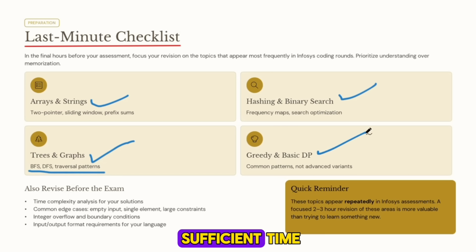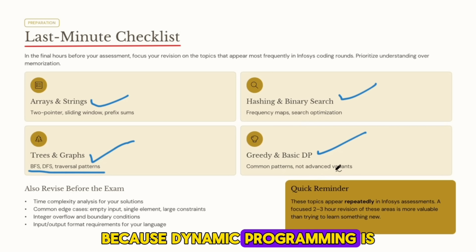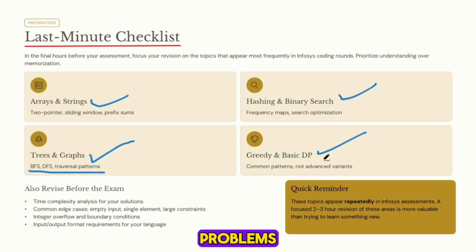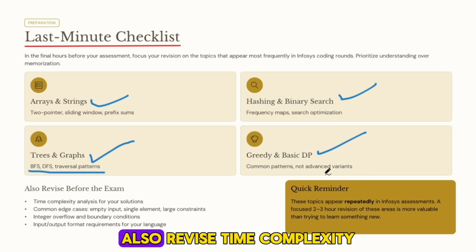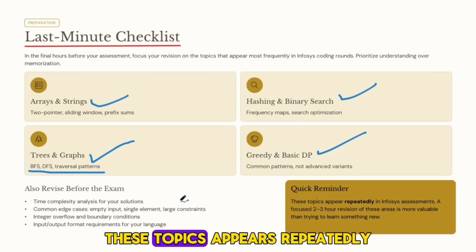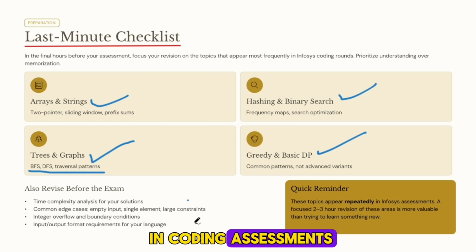Further, if you have sufficient time, go for DP and basic dynamic programming. Most of the hard level questions come from this part because dynamic programming is the heart of the problem. Look for common patterns, not advanced variants. Also revise time complexity and common edge cases. These topics appear repeatedly in coding assessments.